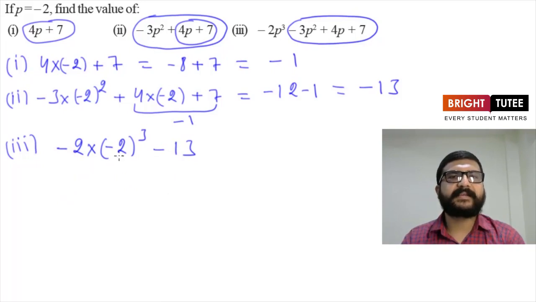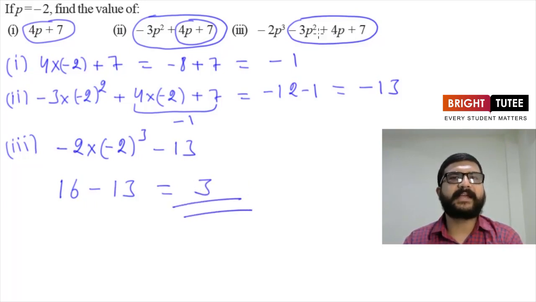Now let's simplify this. Minus 2 cube, it is minus 8. Now minus 8 into minus 2, it will be 16 because minus into minus is plus. Now 8 into 2 is 16. Now this is 16 minus 13. 16 minus 13 will be 3. So 3 is the value of this expression at p equal to minus 2.